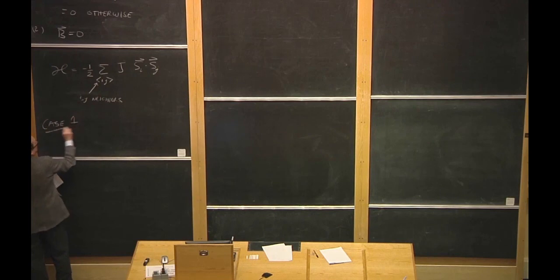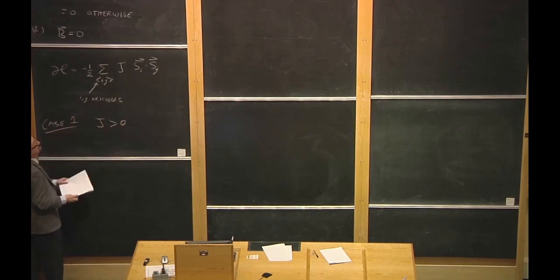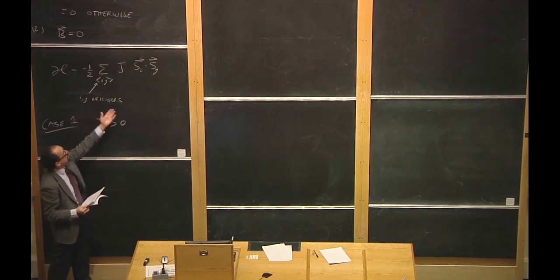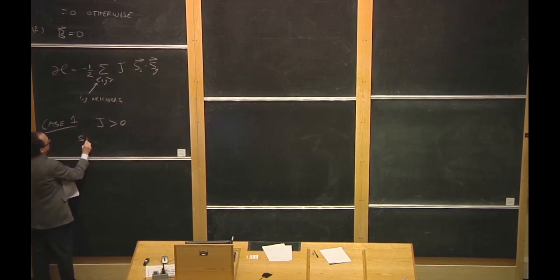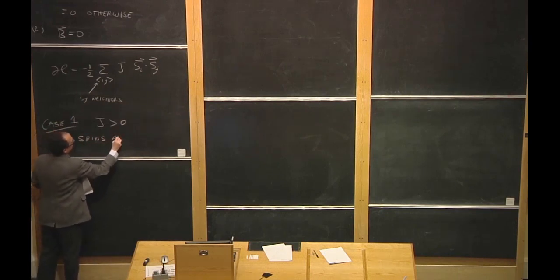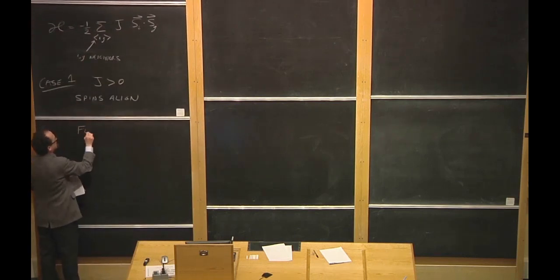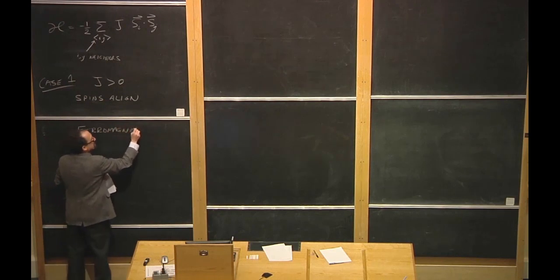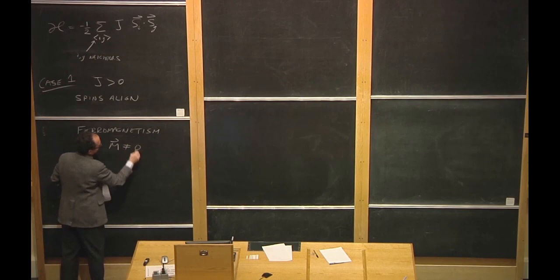Case one is that J is greater than 0, in which case, in order to make the energy of that Hamiltonian as small as possible, the two spins on adjacent sites will try to align with each other. So spins align. And when the spins align, what you get is ferromagnetism, a magnetization which is not equal to 0.